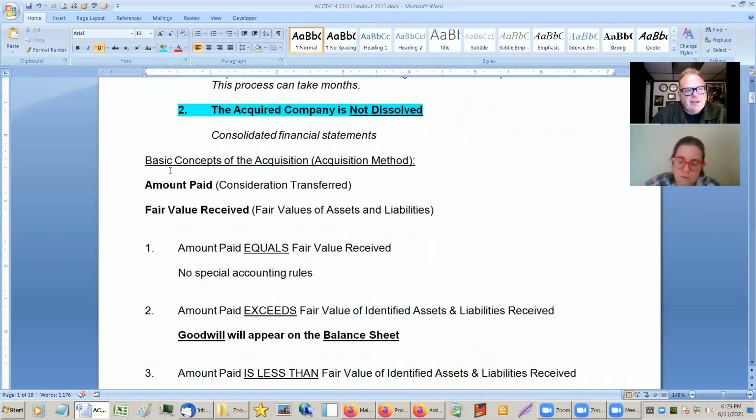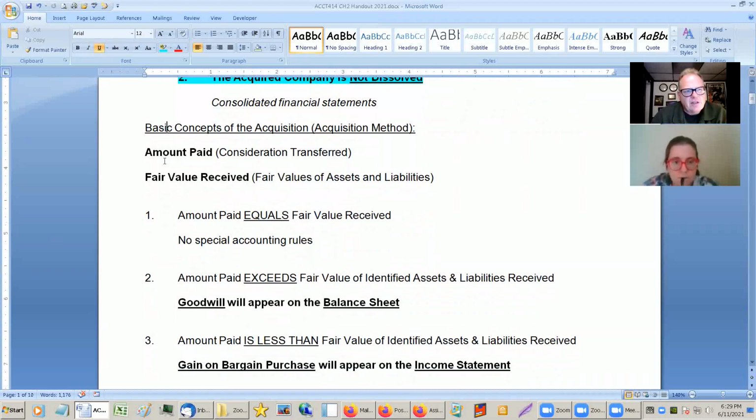Okay. Basic concepts of acquisition: amount paid, consideration transferred. This is usually in cash or stock of the parent or some combination of.